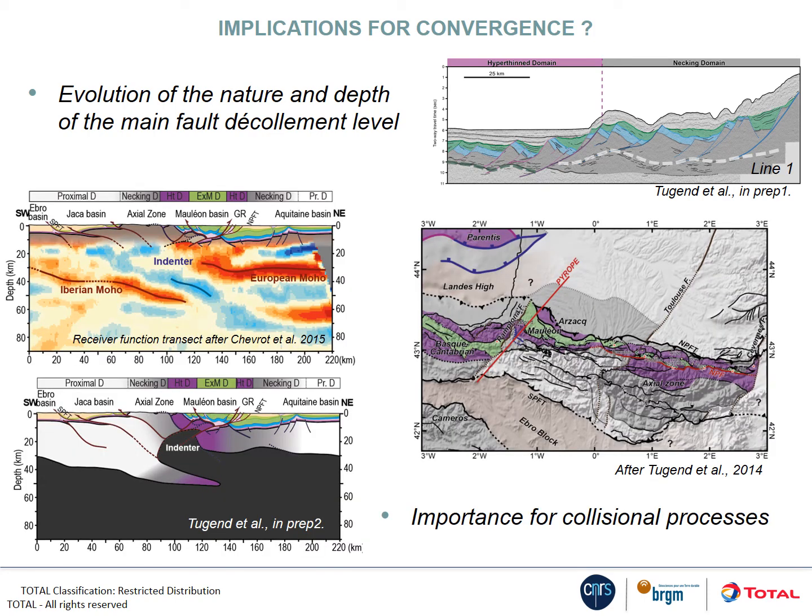When we look at the mapping of the former rift system into the orogen, we observe that the distribution is not random. Distal domains, here in violet and green, are consistently interpreted in the internal part of the orogen. This suggests that the former rift structure plays a role during convergence and is also an important parameter to account for to understand collisional processes and the final structure of orogens.